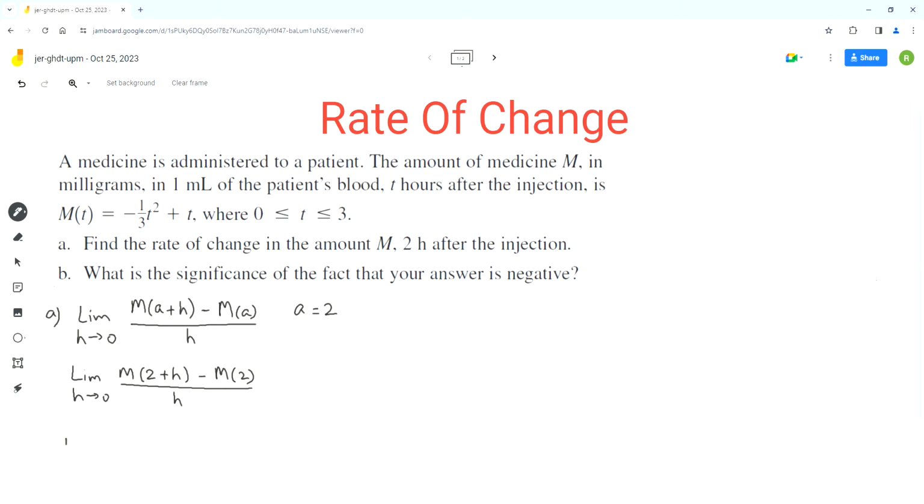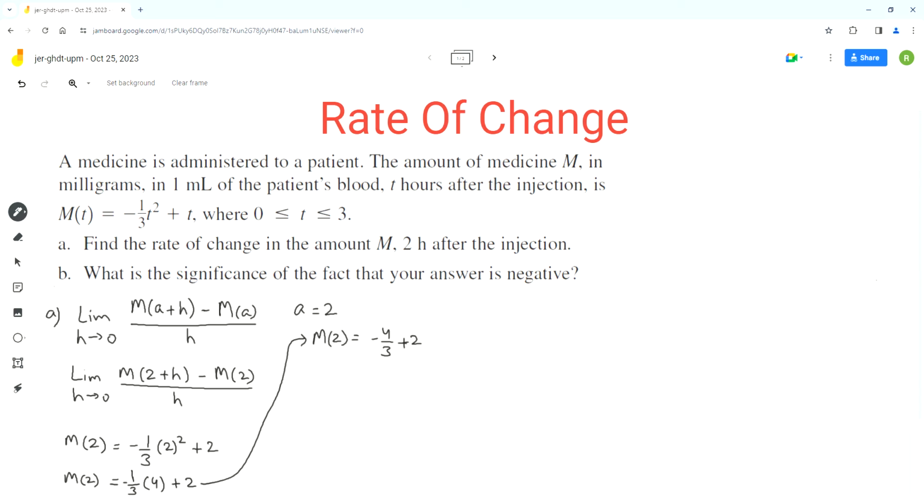So we are given the M(t) function, so we'll sub in t as 2 to find M(2). So we get negative 1 over 3 times 2 squared plus 2. Now we can simplify this expression. The first step is to square the 2, so we get negative 1 over 3 times 4 plus 2. So M(2) equals, now we multiply negative 1 over 3 by 4, so we get negative 4 over 3 plus 2.